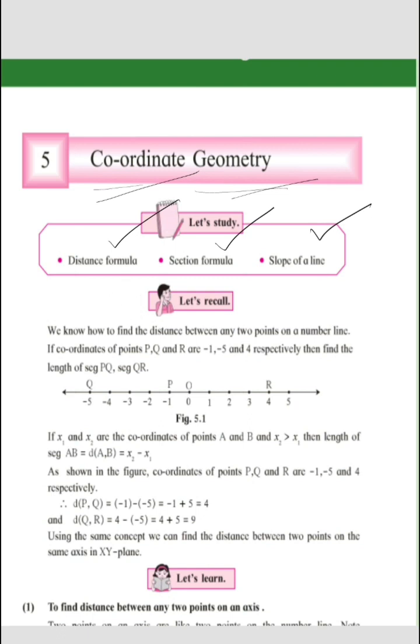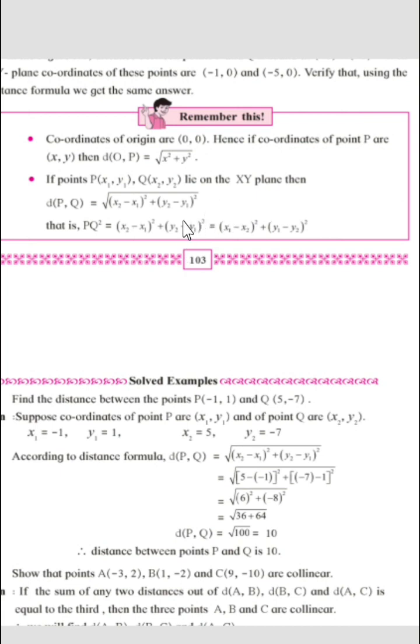Distance formula क्या होता है, सबसे पहले हम ये discuss करेंगे. Okay, you can see here the formula for finding the distance of P to Q. How is it to be found? That is under root (x2 minus x1) whole square plus (y2 minus y1) whole square. This is the actual formula to find the distance between 2 points.